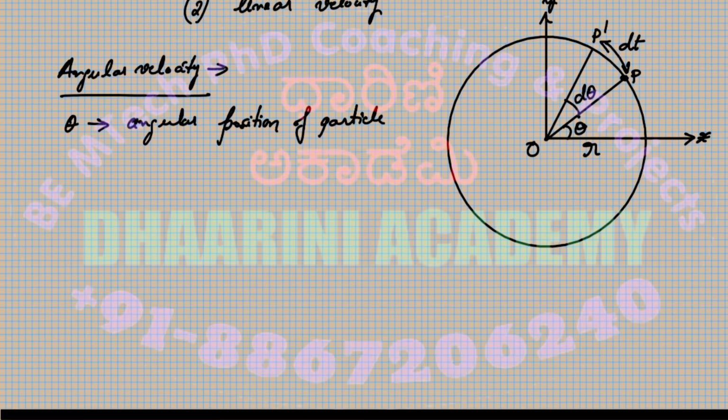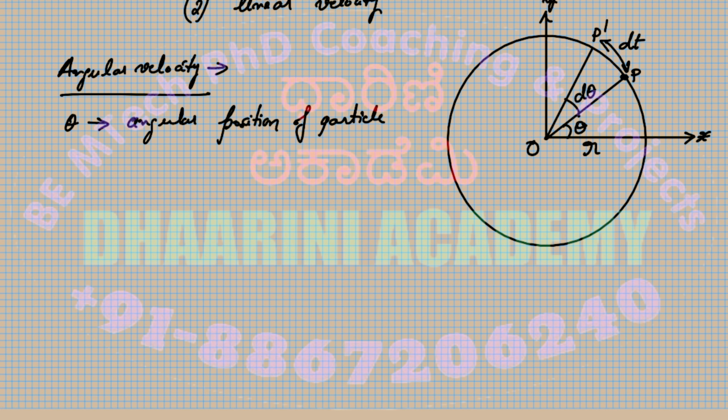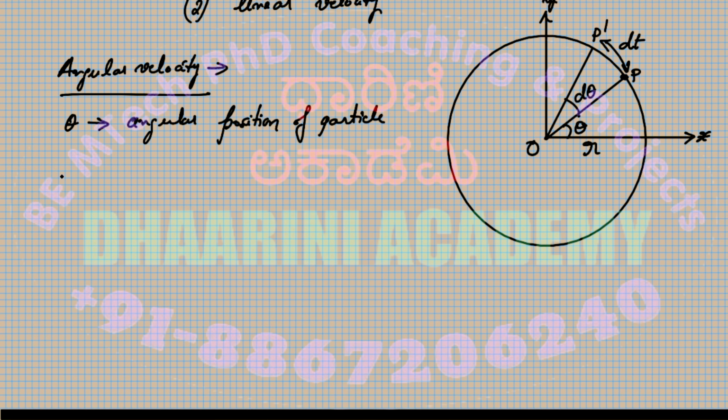So very similarly, now the position is identified by the angle. So change in angle per time will be the angular velocity. So we'll try to define that now. Therefore, the angular velocity. How to define angular velocity?